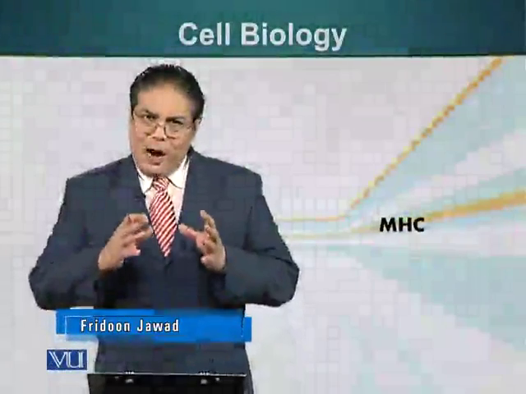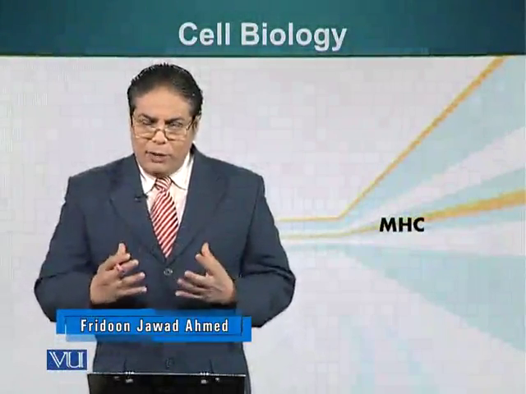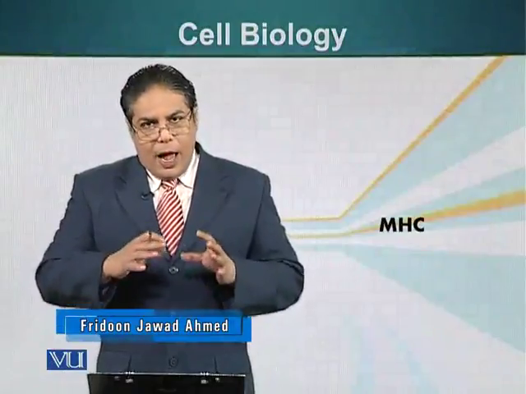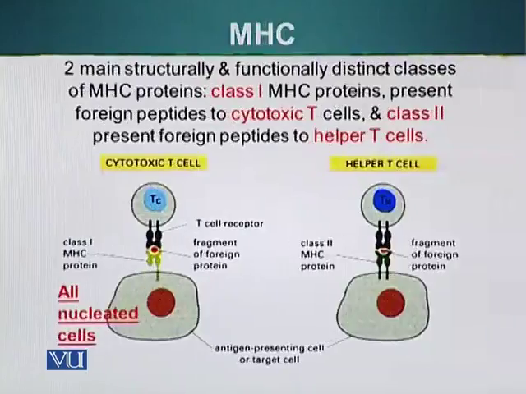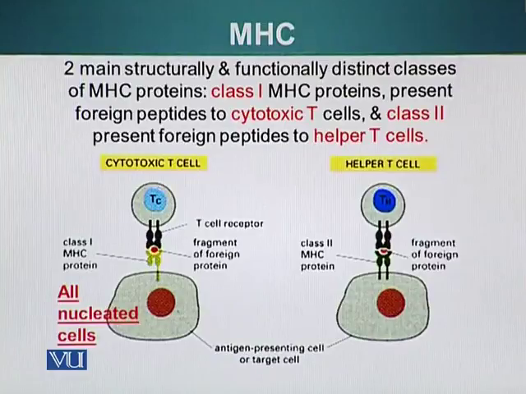So now let's see how MHC proteins work. We look at their structure and how they influence the T cells. So let's start our discussion. There are two main structurally and functionally distinct classes of MHC proteins: class 1 MHC proteins, which present foreign peptides to cytotoxic T cells, and class 2 MHC proteins, which present foreign peptides to helper T cells.